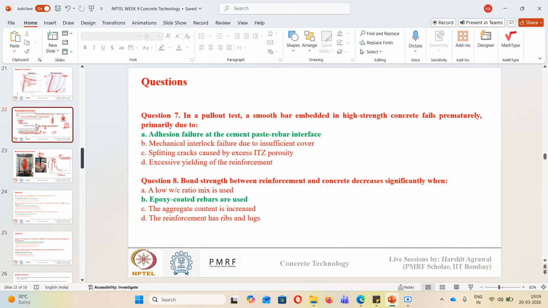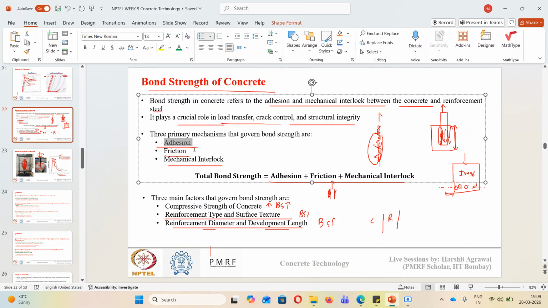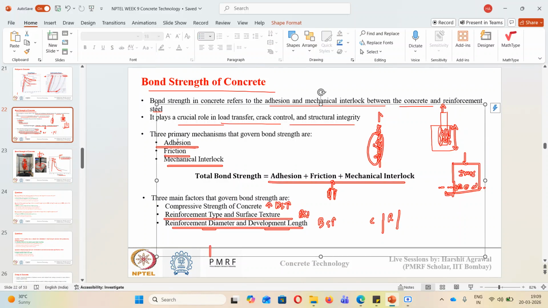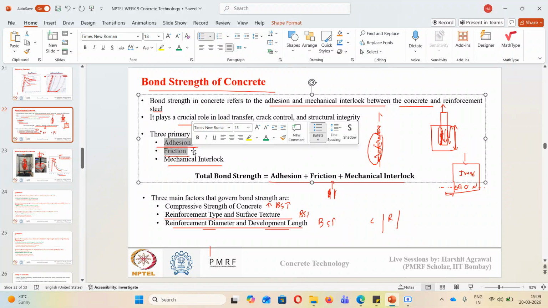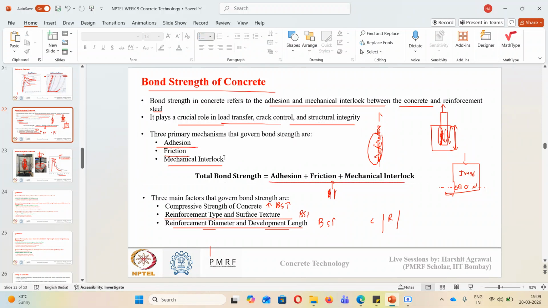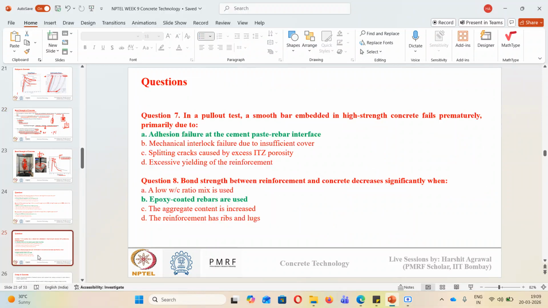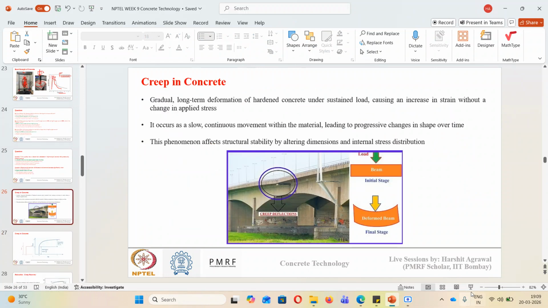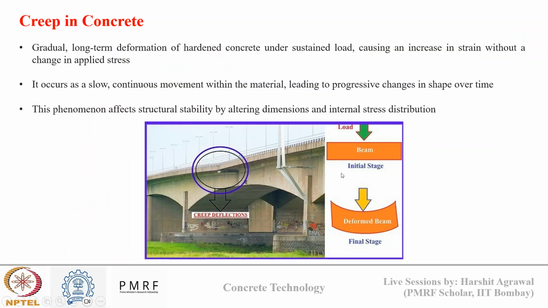So just remember these three things: adhesion, friction, and mechanical interlock. Sometimes adhesion and friction can talk together, but mechanical interlock is the presence of ribs. So these three are the key factors which determine the bond strength of concrete. Okay, so let's move ahead now.